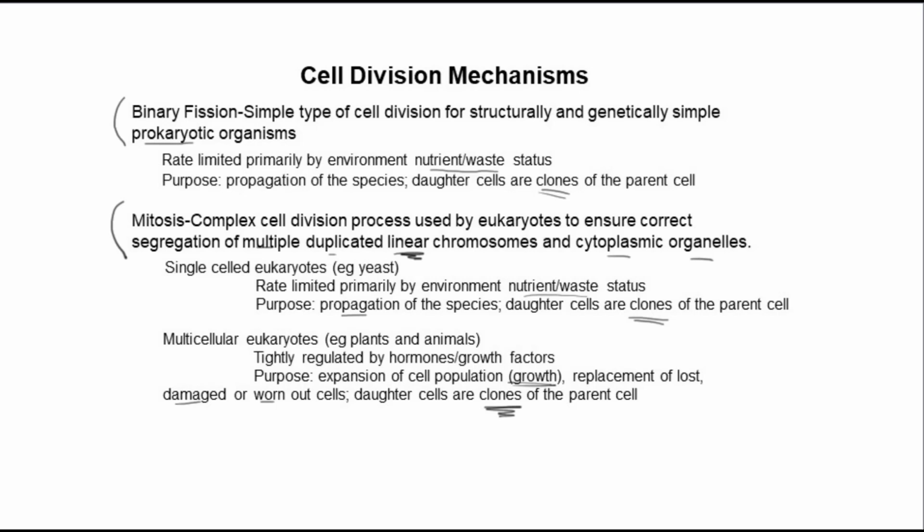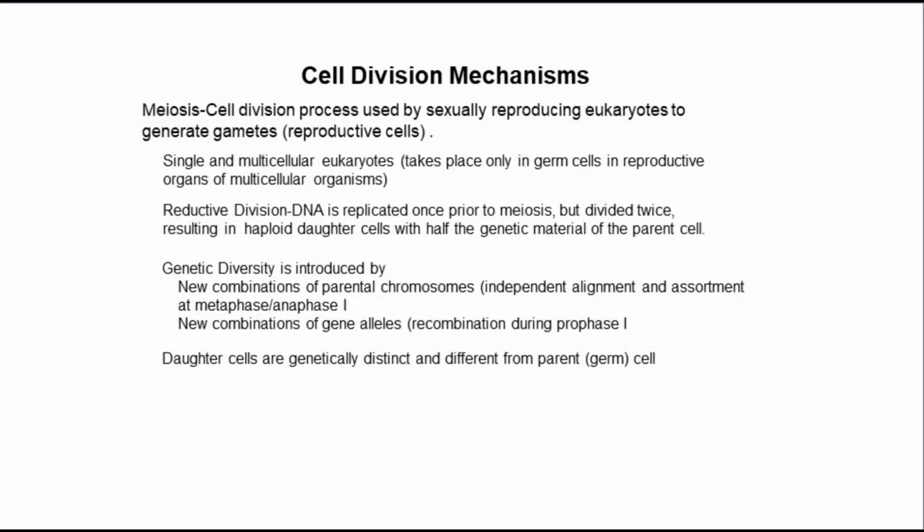A third form of cell division, called meiosis, is used by sexually reproducing eukaryotes to generate their reproductive cells, or gametes. So if we're talking about animals, we'd be talking about sperm and egg. Those are produced in specialized reproductive organs, the ovary and the testes, from a specialized population of cells called germ cells. Germ cells would undergo a meiotic division rather than mitosis to produce gametes. And this can actually happen in both single-celled and multicellular eukaryotes.